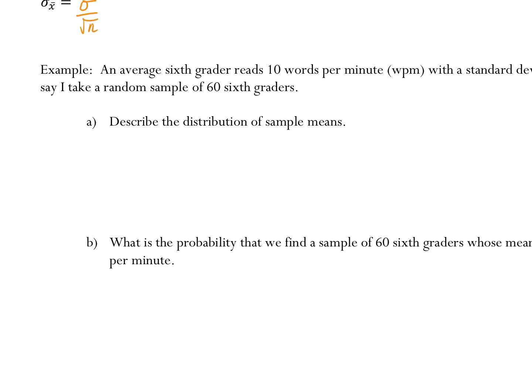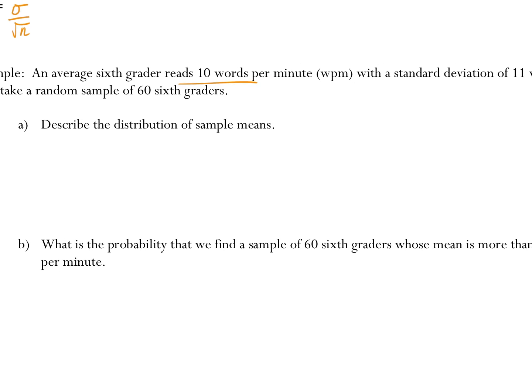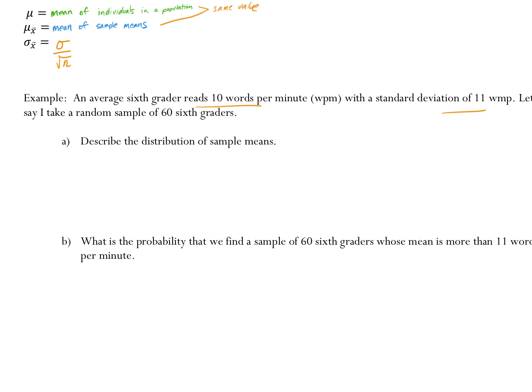An average sixth grader reads at 10 words per minute with a standard deviation of 11 words per minute. We take a random sample of 60 sixth graders. So first thing I might do is I would call that 10 words per minute mu, because that's talking about the average of individuals in my population. And then I would describe this 11 as sigma because it's describing the standard deviation of individuals in my population.